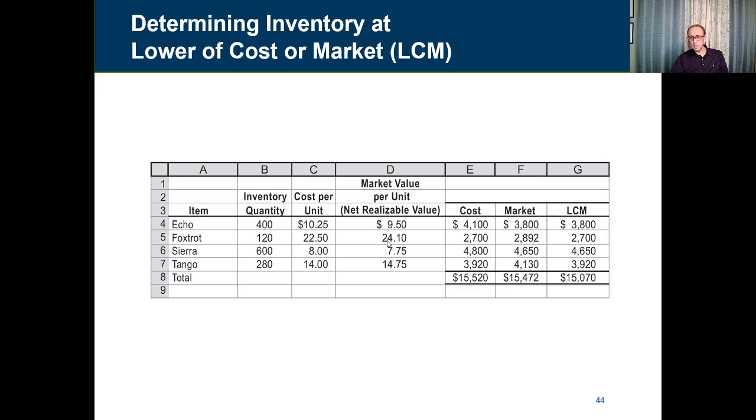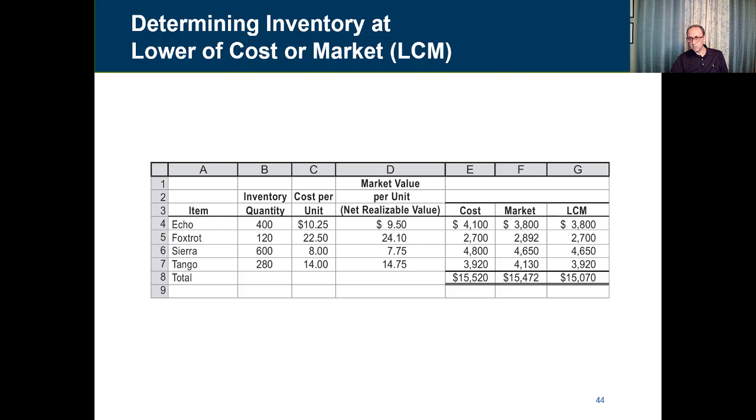Then we do the math for the calculation for the market value using the same approach, where we get the inventory quantity and we multiply it by the market value per unit, or the net realizable value. And then we do the math here. And then we add the total, and we compare these two values. Which one is lower, cost or market? As you can see here, the market is lower. So we're going to reduce our inventory using the difference.